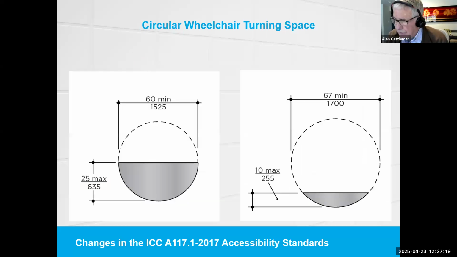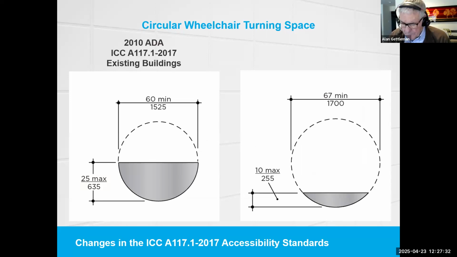A portion of the circular or T-shaped turning space may be located under countertops, lavatories, or accessories as long as the required knee and toe clearance is provided. The knee and toe overlap clearance remains at 25 inches maximum in the 2010 ADA and the 2017 ICC standard for existing buildings. But for new buildings, in the ICC 2017 standards, the knee and toe overlap clearance is restricted to 10 inches maximum.